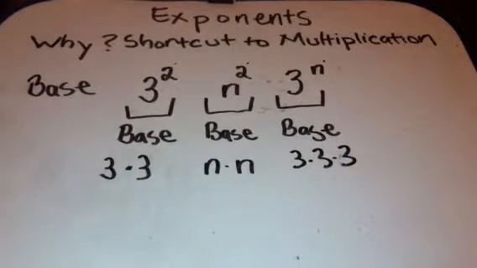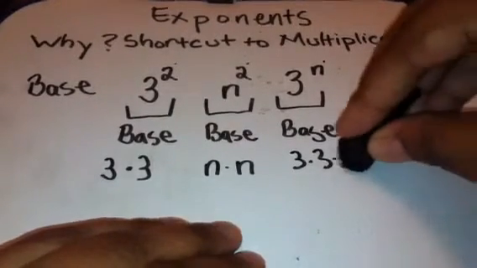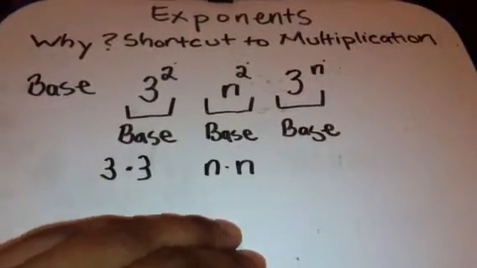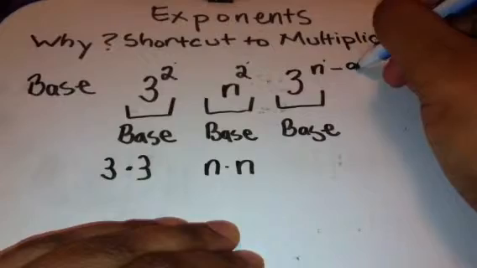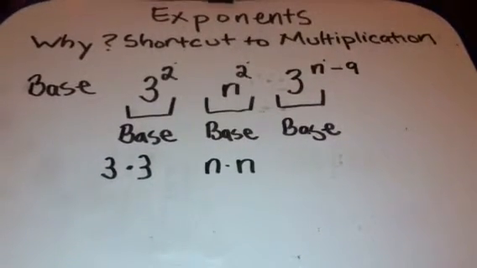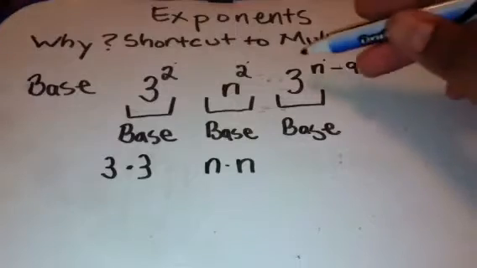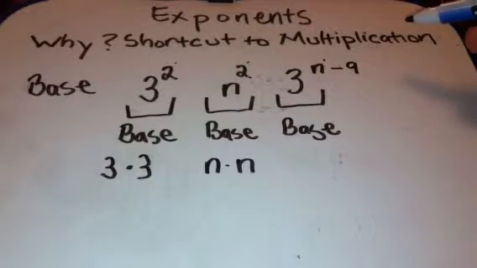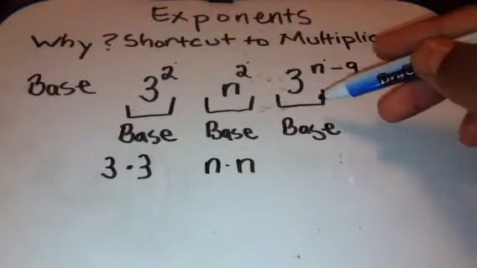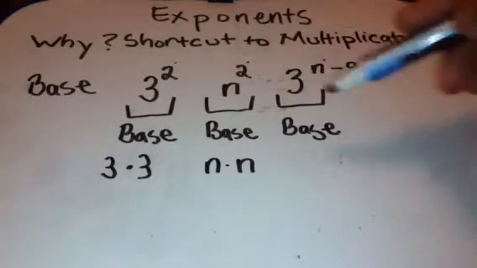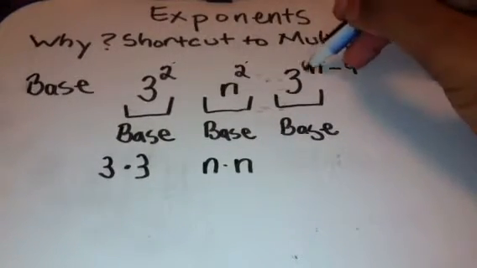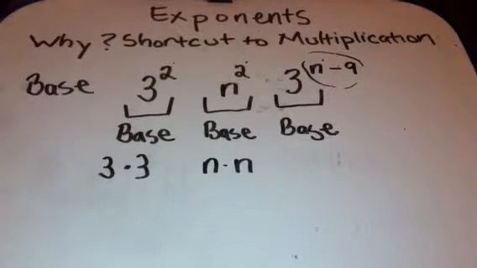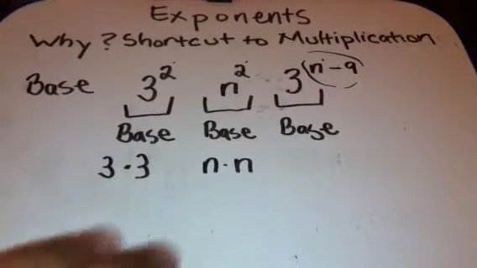And exponents can be negative numbers, they can be positive numbers, they can actually be an expression. You could have 3 to the power of n minus 9. But regardless of what's going on up here, you generally cannot solve this expression with the exponent until you actually figure out what's going on here. So if n minus 9 was in fact 2, we would have 3 times 3. We don't know what n minus 9 is yet.